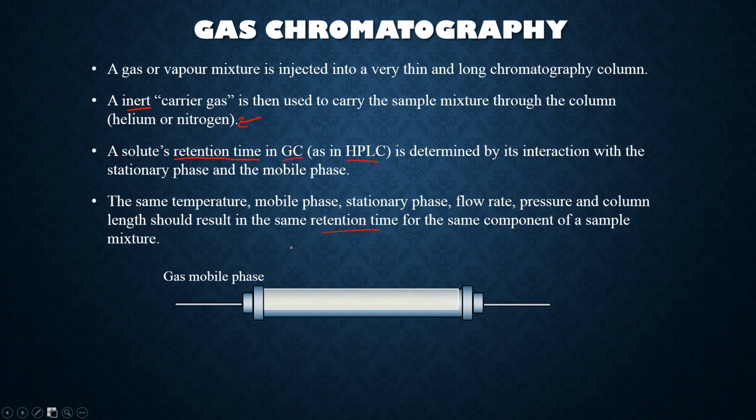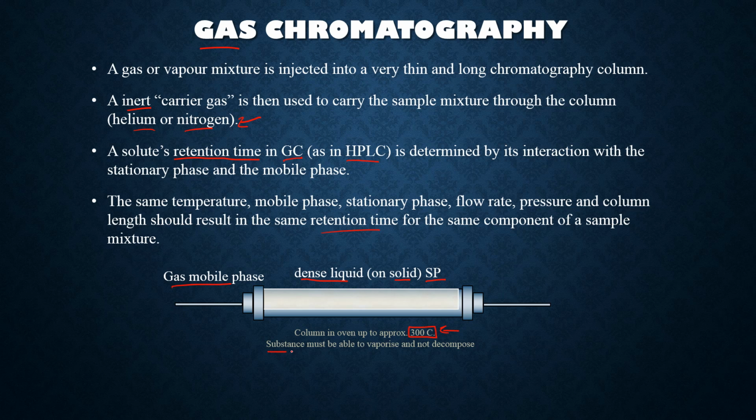So right now, if I was to run a gas chromatography experiment, I would need a mobile phase consisting of my helium or nitrogen. I would have to have a stationary phase, which would either be a dense liquid or a solid, and I would have to heat up my column to 300 degrees Celsius. This is in gas chromatography. You don't do this in HPLC. You only heat up the column to 300 degrees Celsius in gas chromatography.